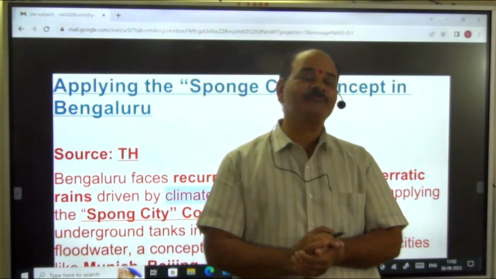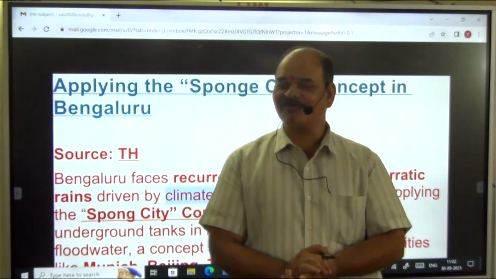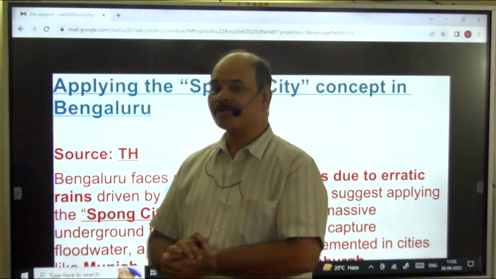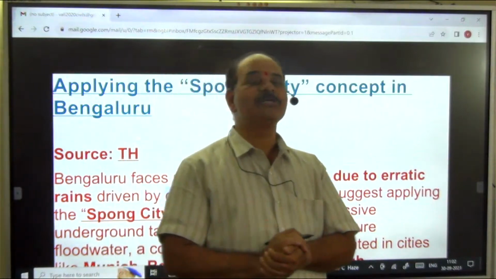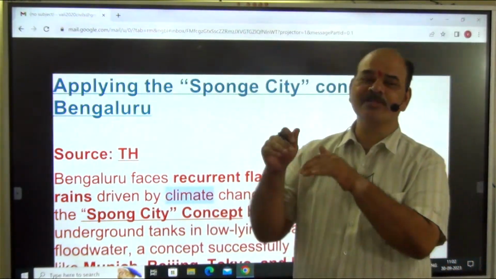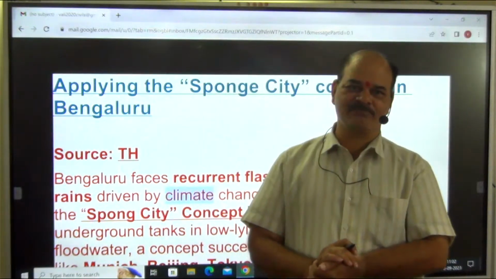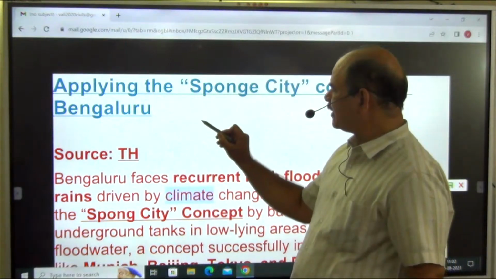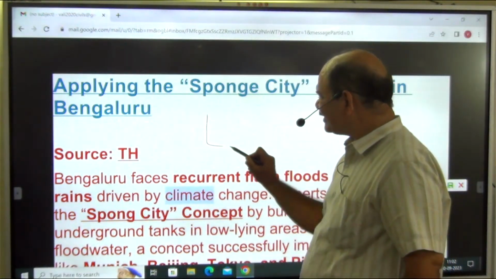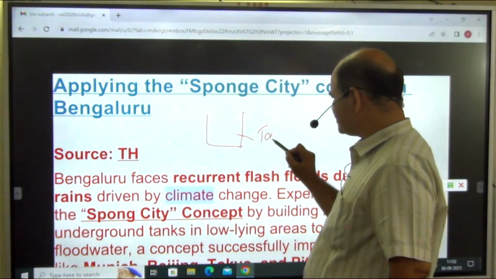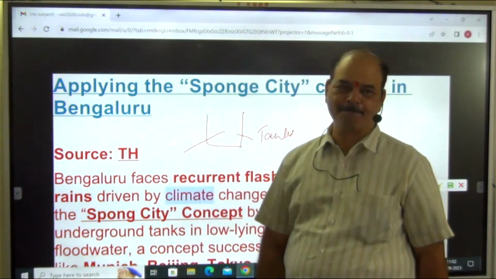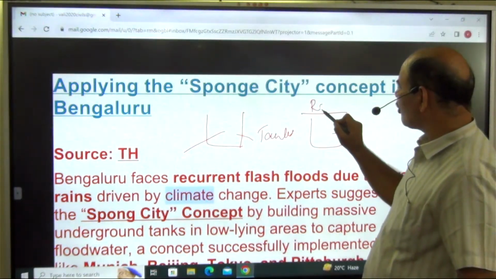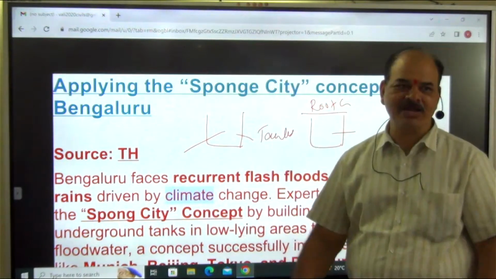It is because of erratic rainfall, because of climate change, and the man-made cause is converting the cities into concrete jungles. There is no place for the water to percolate into the subsurface. So in the sponge city concept, you will construct underground water tanks to store the water. Next, every apartment will have rooftop gardens such that the gardens will absorb water.